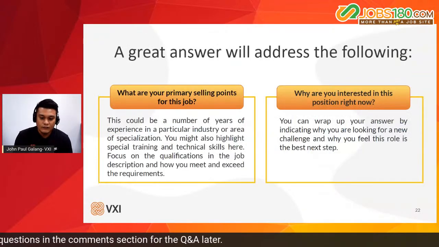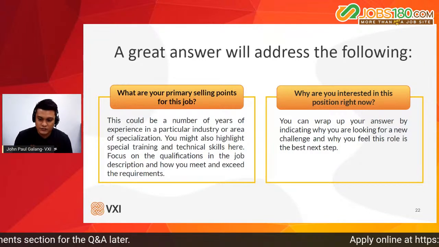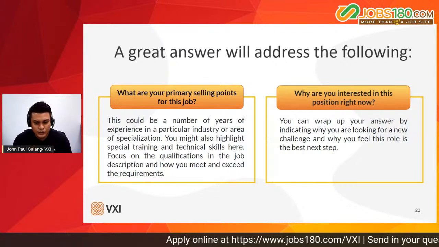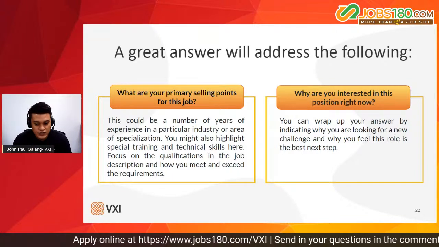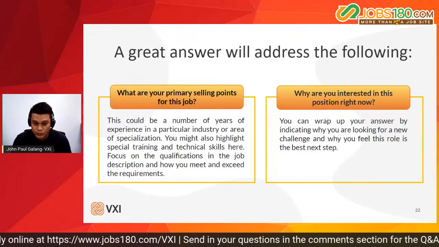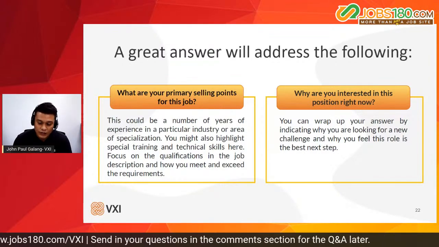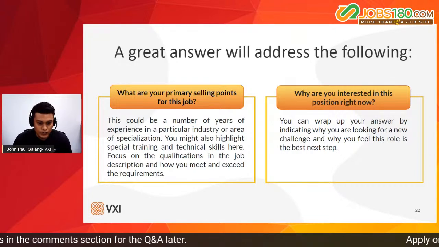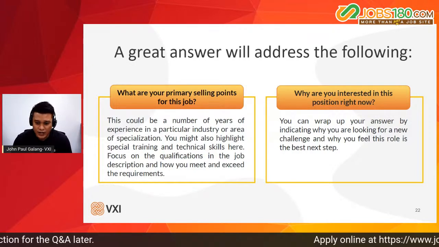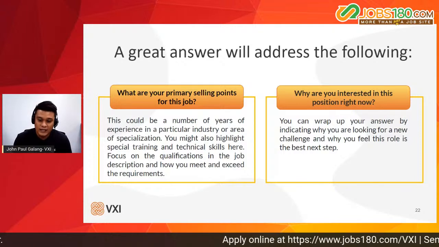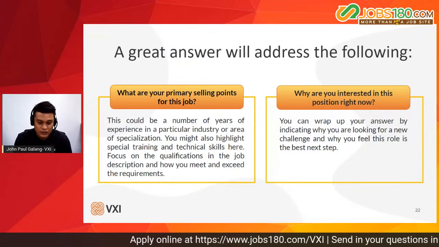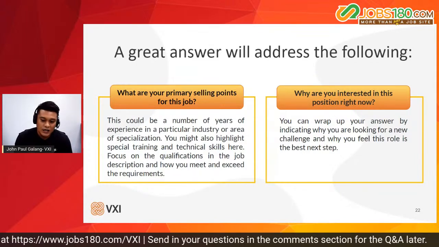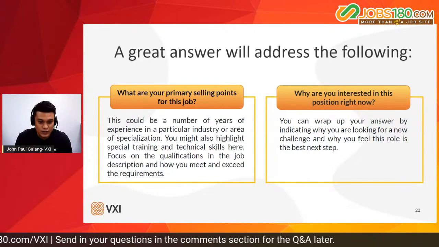Right? So, a great answer will address the following: what are your primary selling points for this job? This could be a number of years of experience in a particular industry or area of specialization that you've previously worked on, or for you guys, it would be the course that you graduated from, right? You might also highlight special training or technical skills that you have, and you should also focus on the qualifications in the job description and how you meet and exceed the requirements as well.